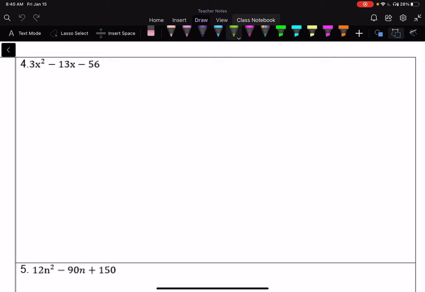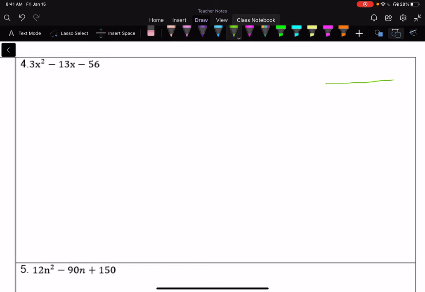We're going to pick up with number 4. So the first thing that we are going to do is check for GCF. Looking at my A value is 3. The only thing that can divide into 3 is 3. So we'll check 13. 13 cannot be divided by 3, so we do not have a GCF.